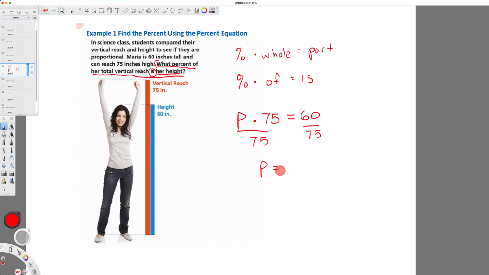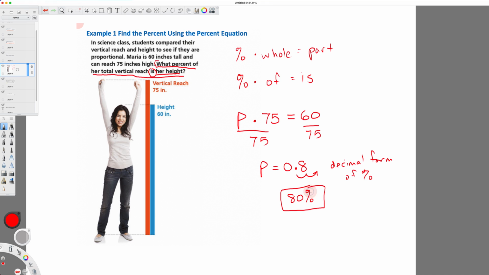And when I do that, I get P equals, and I type in with my calculator, 60 divided by 75, and I get 0.8. Now here's the trick here. This is not the percent. This is the decimal form of the percent. So to convert this into a percent, I simply need to move the decimal 2 places over. And if I do that, I get 80%.